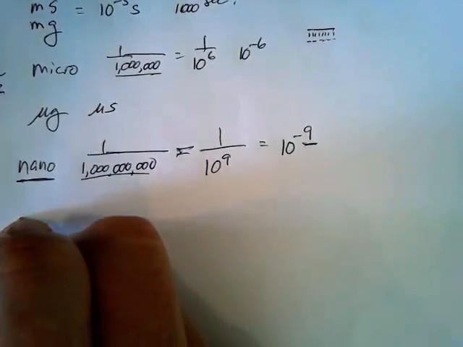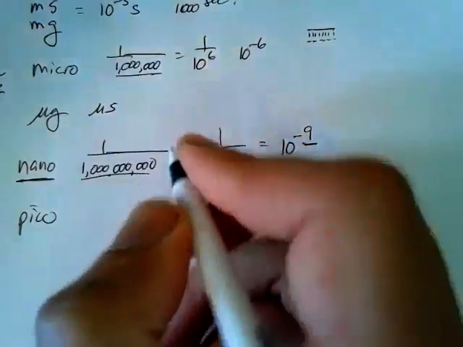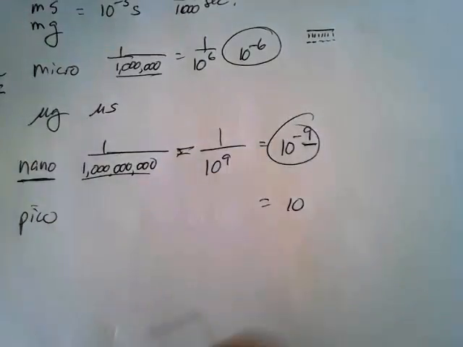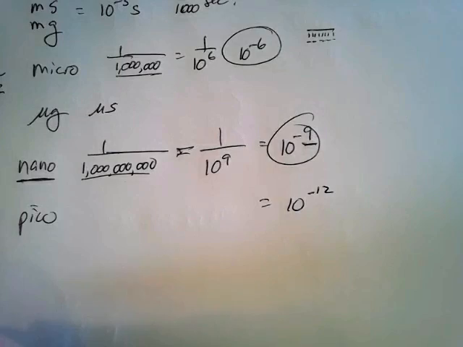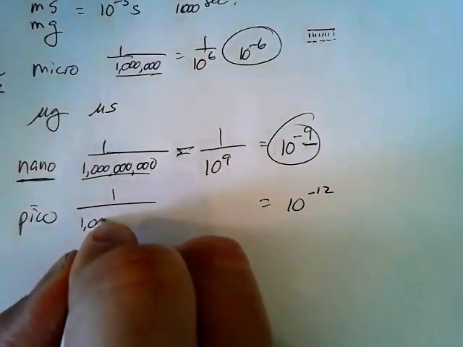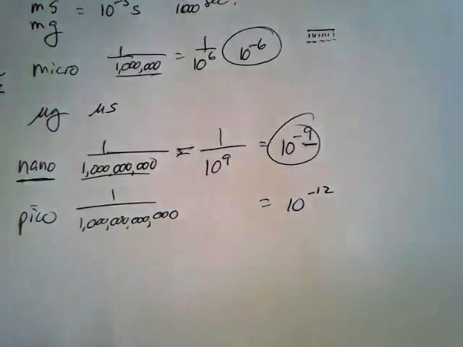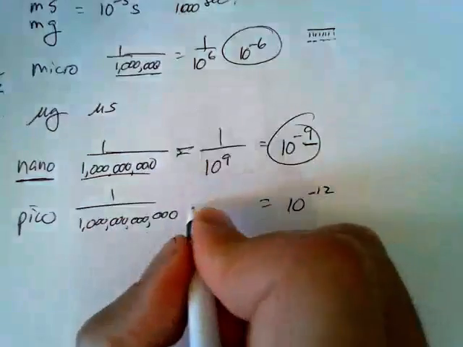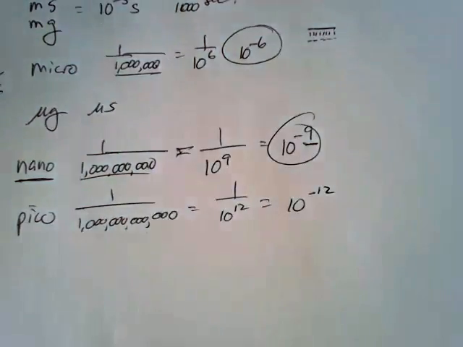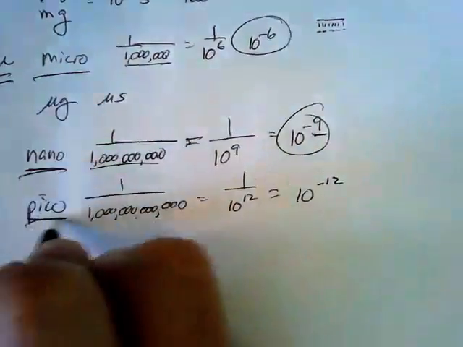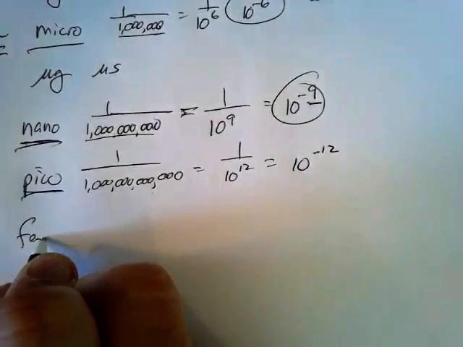And then we have pico. You might be seeing the progression here, 10 to the minus 6, 10 to the minus 9. Logic is going to say if pico is next, we get 10 to the minus 12. So this is part of that pattern recognition that I talked about in a previous video. So this would be 1 over, we add another 3 zeros. So 1 over a million, billion, trillion. This is 1 over 10 to the 12th, or 10 to the minus 12 is pico. You will be expected to know these. So micro, nano, pico. And then the next one is femto.